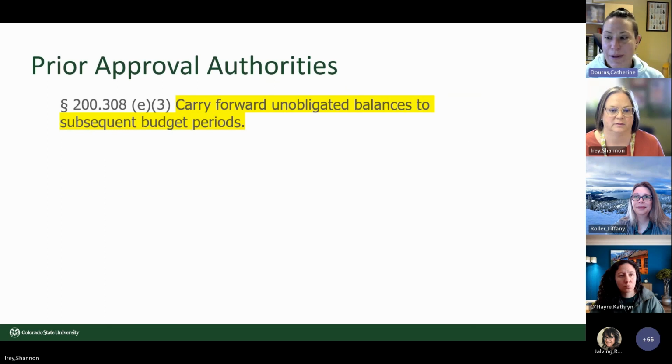So carrying forward unobligated balances, Tiffany hit a little bit on this one as well. If we fall under this, we don't have to request approval from the sponsor. Let's say we're in year 2 and we had some unexpended budget in year 1. We don't have to request approval from the sponsor to spend those year 1 funds. We can just go ahead and spend them. NIH does a really nice job with their grant award where it says very clearly you can carry forward unobligated balances to subsequent budget periods or not. Some of the other federal agencies are not quite as nice and clear.